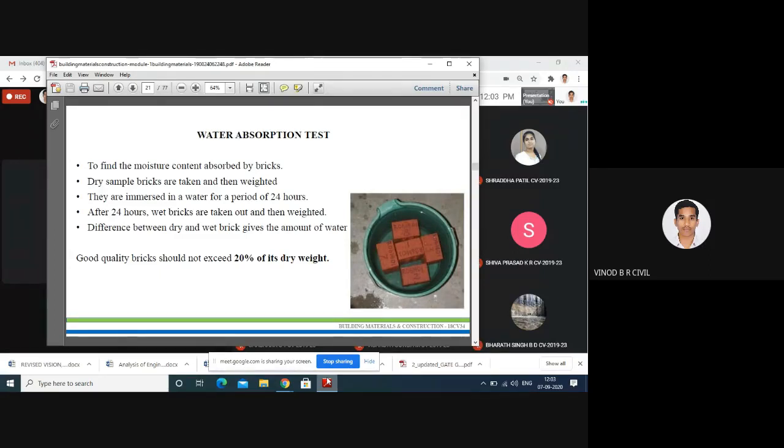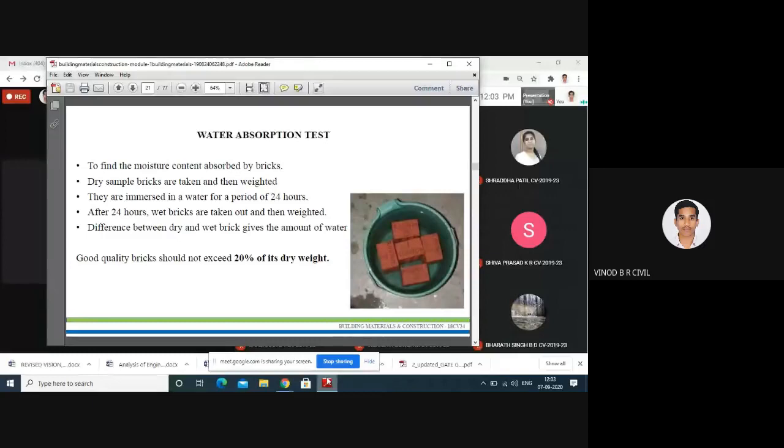First, a dry sample of bricks is taken, then weighed. First, take down the dry brick weight. For example, the dry weight of the brick is 2 kg. Then you have to immerse the brick in water for a period of 24 hours.